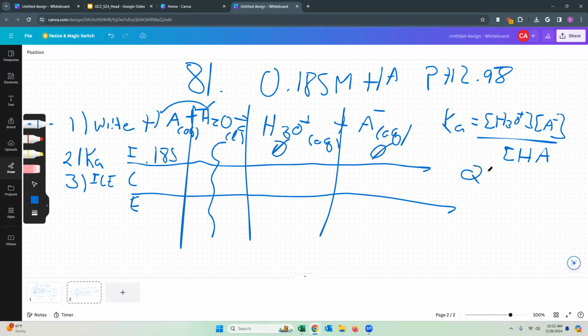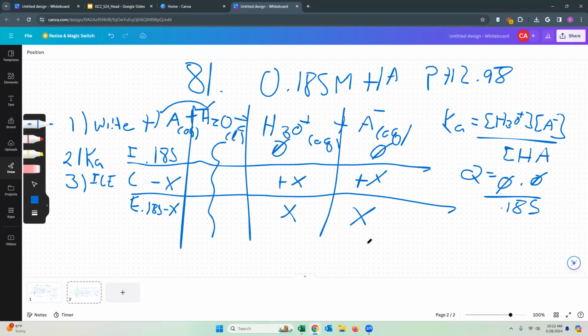Let's check Q. Q is H3O, so 0 times A minus 0 divided by 0.185. So here Q is 0. So we're going to make products. That means we lose reactants. Don't assume Q is always going to be 0. In our practice problems, that does happen. But always check it, right? So minus X, plus X, plus X. 0.185 minus X, X, X.